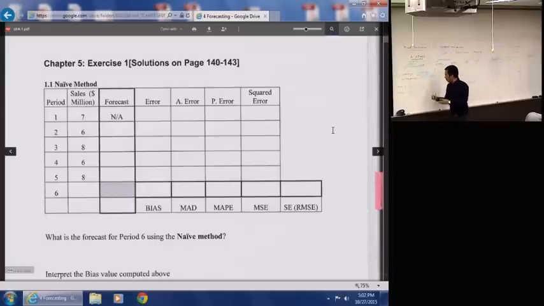Okay, for example, model number 1 got MSE equal to 10 versus model number 2 having MSE equal to 100. Which model is better, 10 or 100? 10, right?